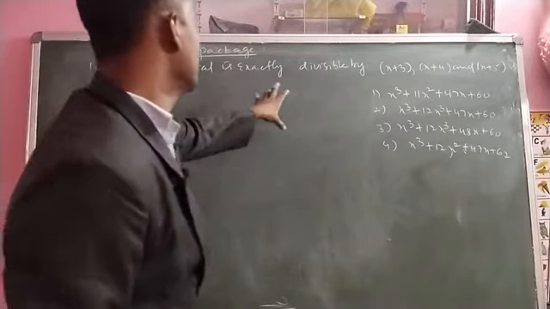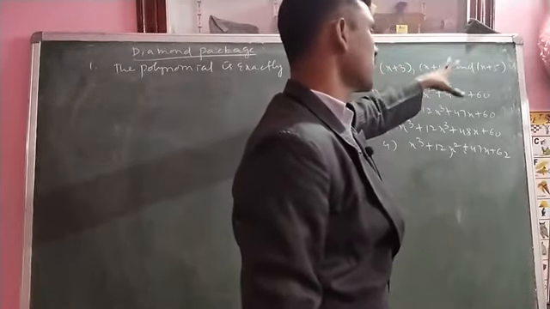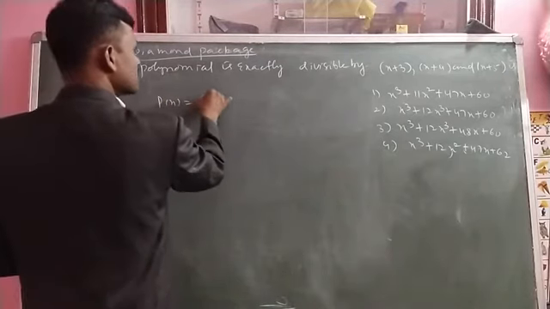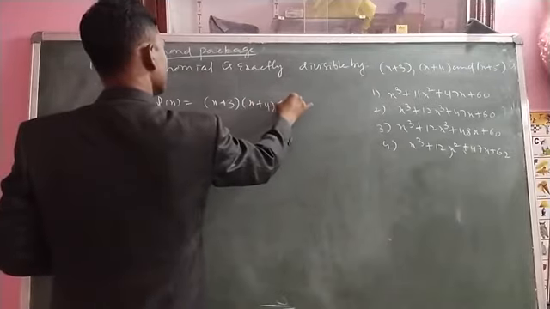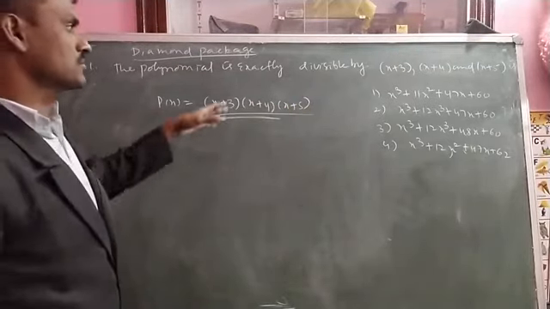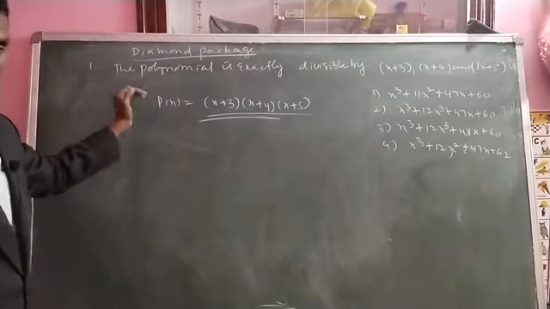The polynomial is exactly divisible by x plus 3, x plus 4 and x plus 5. See here, this is a polynomial p of x, meaning the product of these three terms, x plus 3 into x plus 4 into x plus 5. You have to multiply these three expressions and check which one of these four options it matches. This is the diamond package, first one, note down this one.